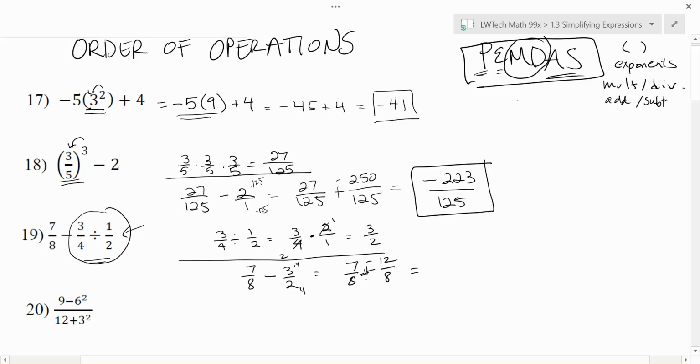Think of that as 7 plus -12, which will give us a -5, and keep the denominator the same. Make sure your fraction is reduced, and -5/8 would be our final solution for that one.